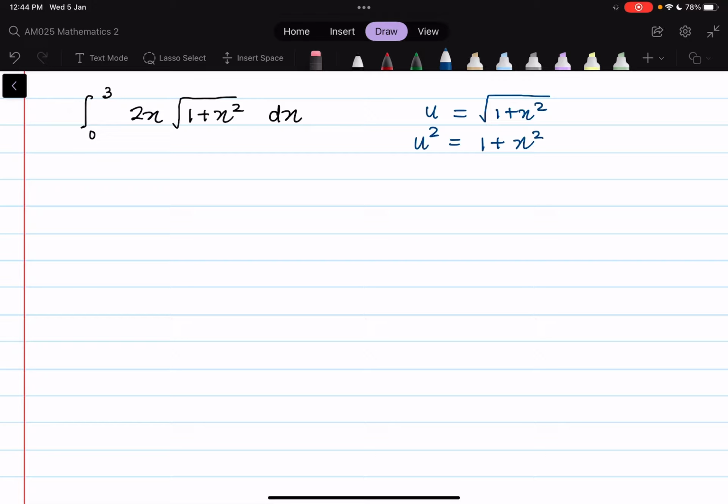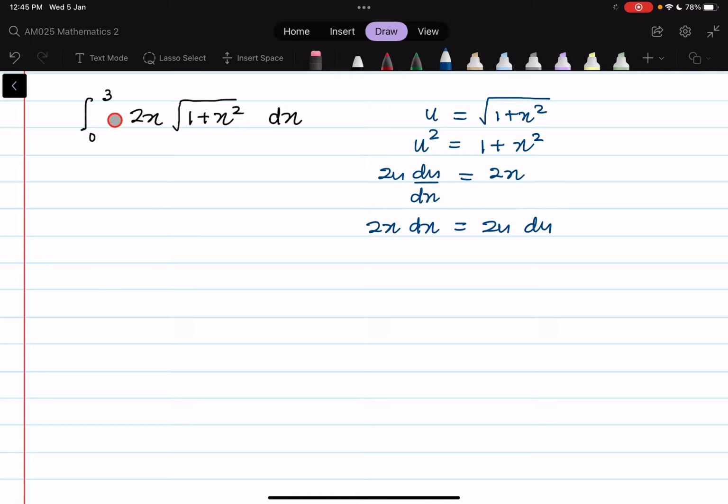Differentiate u squared with respect to x, which is 2u du/dx. Differentiate 1 plus x squared with respect to x, which is 2x. So 2x dx is going to be 2u du. And we're going to change all of these terms into u terms, including the limits.